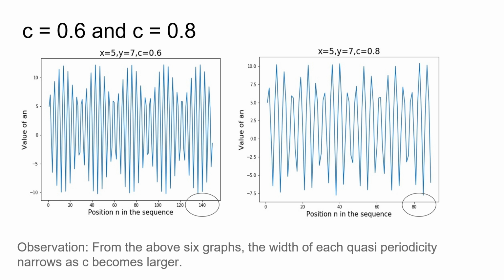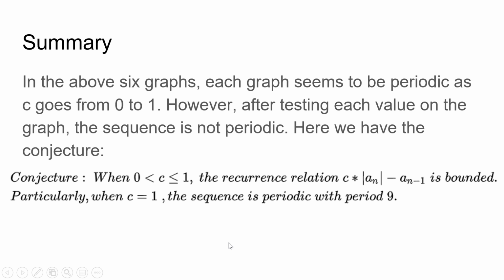From the above 6 graphs, we also observe that the width of each quasi-period narrows as C becomes larger. Now we come to our second summary. Each graph above seems to be periodic as C goes from 0 to 1. However, after testing each value on the graph, the sequence is not periodic. So we have our conjecture that when C lies between 0 and 1, the recurrence relation is bounded. Particularly, when C equals 1, the sequence is periodic with period 9.